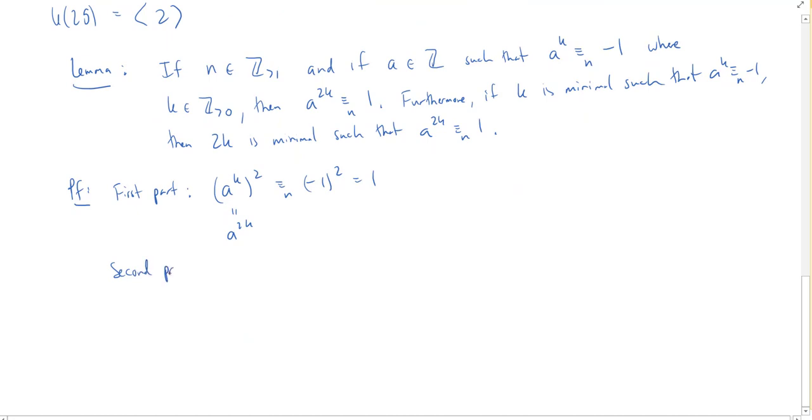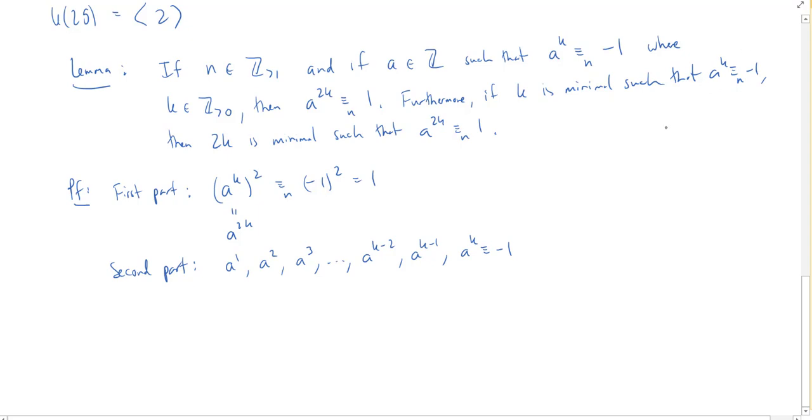That's the interesting part. Let me write down generically what's happening as I go from a to the first, a squared, etc. I start with a^1, a^2, a^3, and I keep going, and at some point I get a^(k-2) and a^(k-1), and then all of a sudden at a^k, I find I'm congruent to -1.